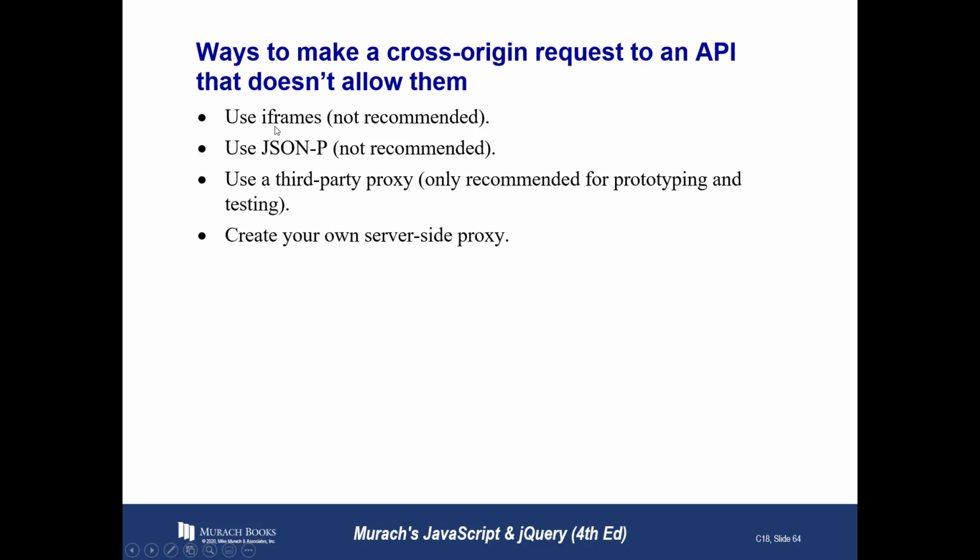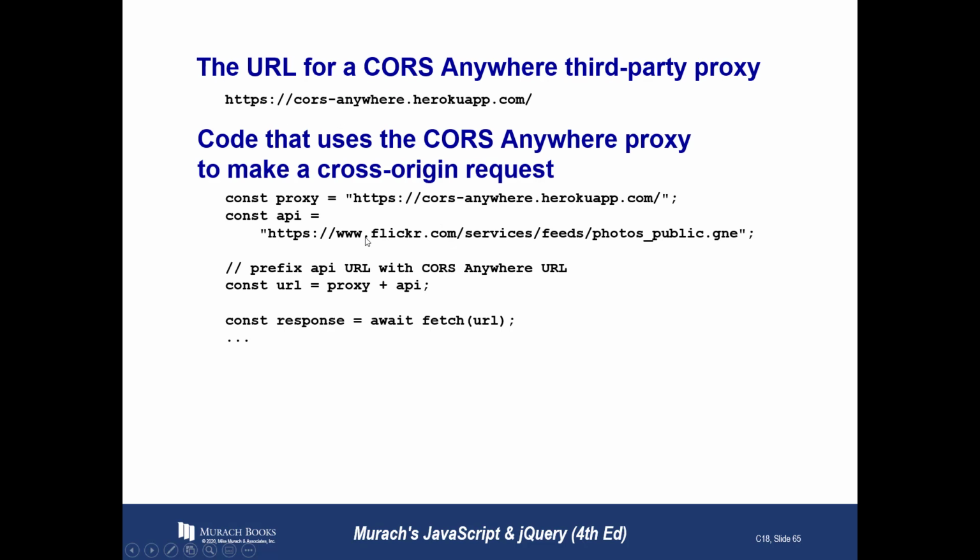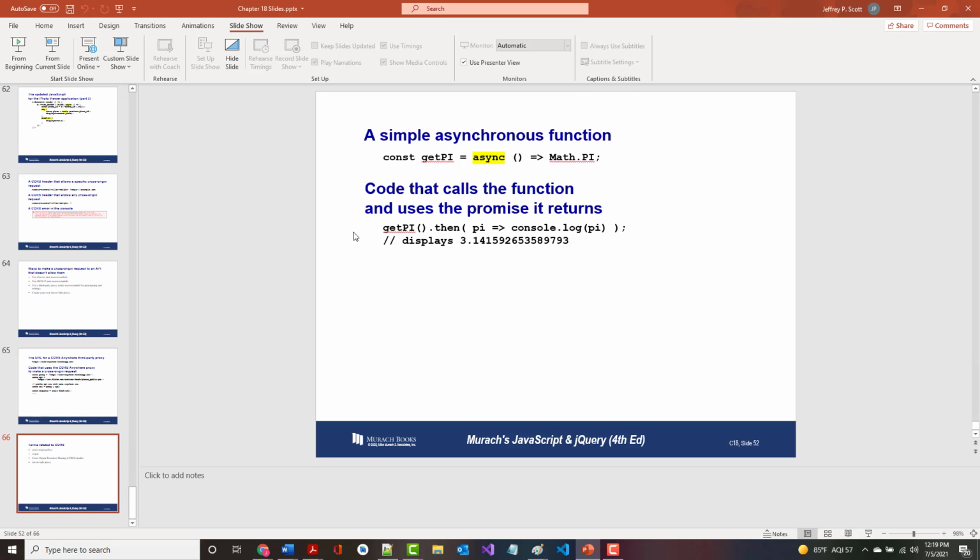Don't use iframes. All right. There are certain times when iframes are considered acceptable, but not normally. All right. This is JSON with padding. Again, not recommended. Use a third-party proxy, only recommended for prototyping and testing. This is the one you want to do. When you get into stuff that's this complex, you want to take control of it yourselves. All right, and that's it.